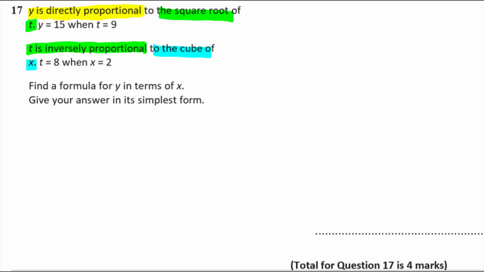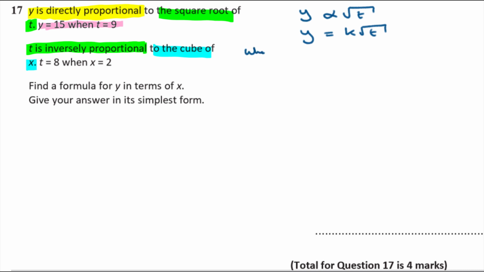Okay, right, so let's start with the first statement. Y is directly proportional to the square root of t. Now mathematically we would write that down as y is proportional to root t. Okay, y is proportional to the root of t. Then we can replace that little symbol of proportionality with y equals k, and then lots of root t like that. And then we can take the two values that it gives us, when y is 15, t is 9, to sub those into the equation.